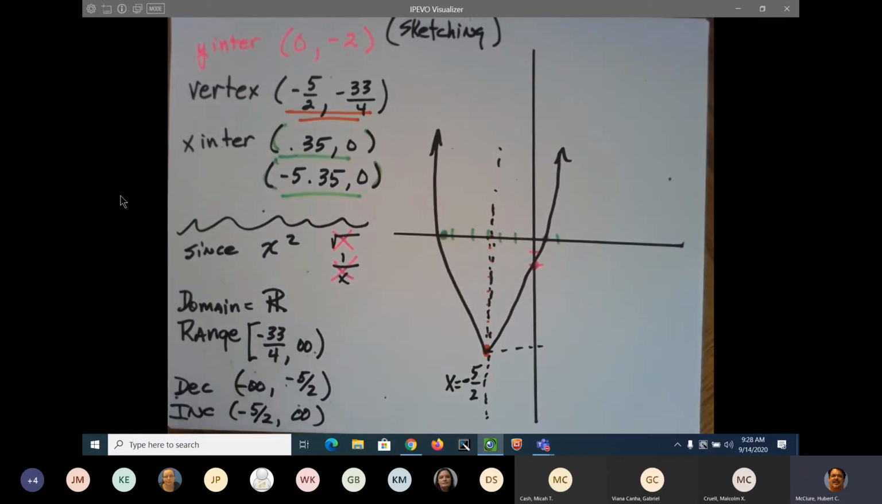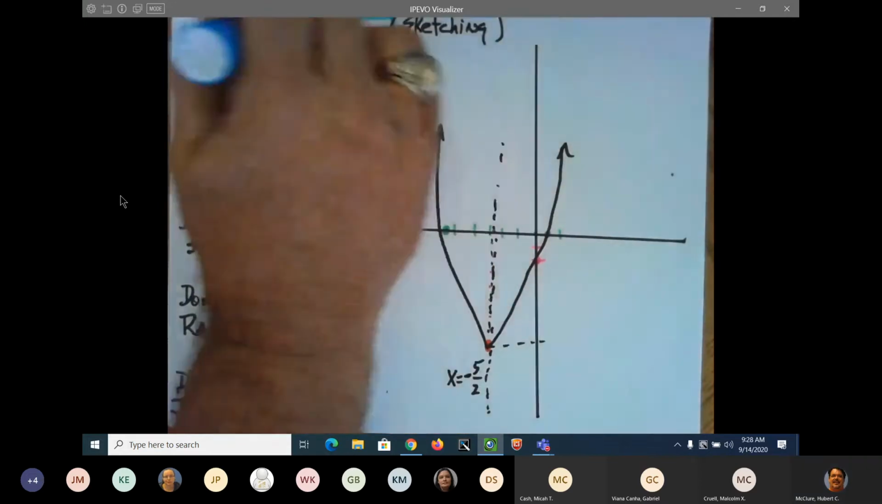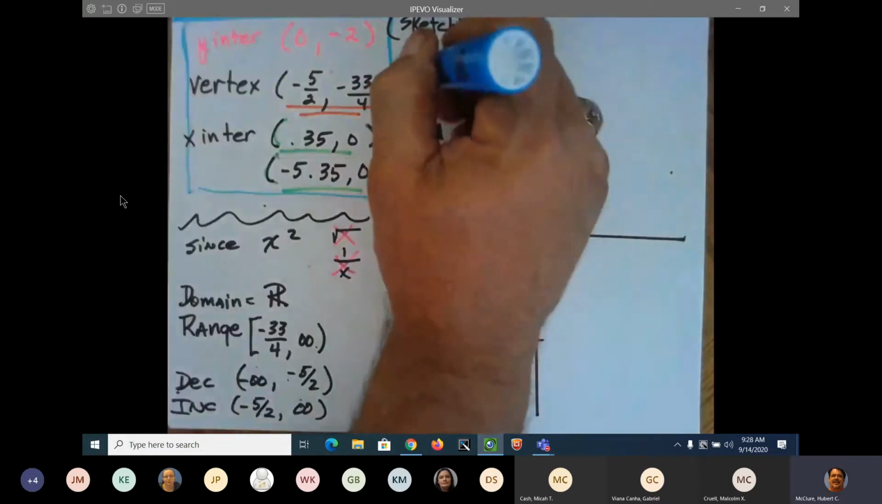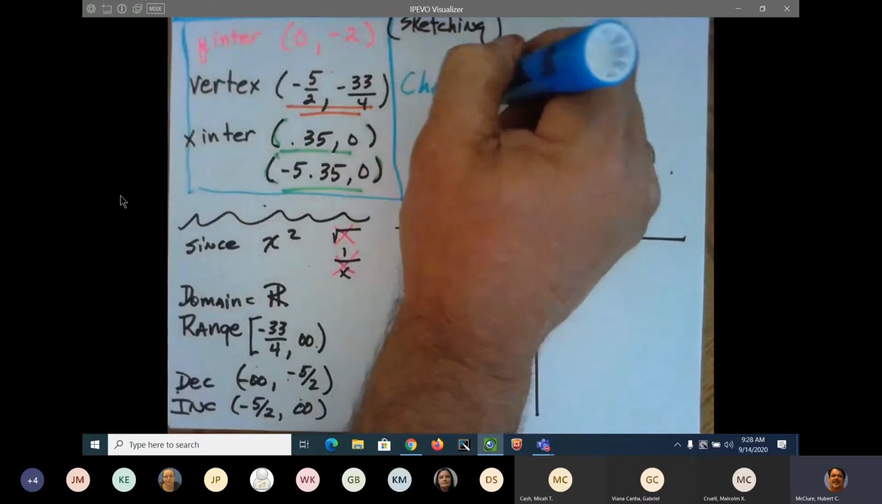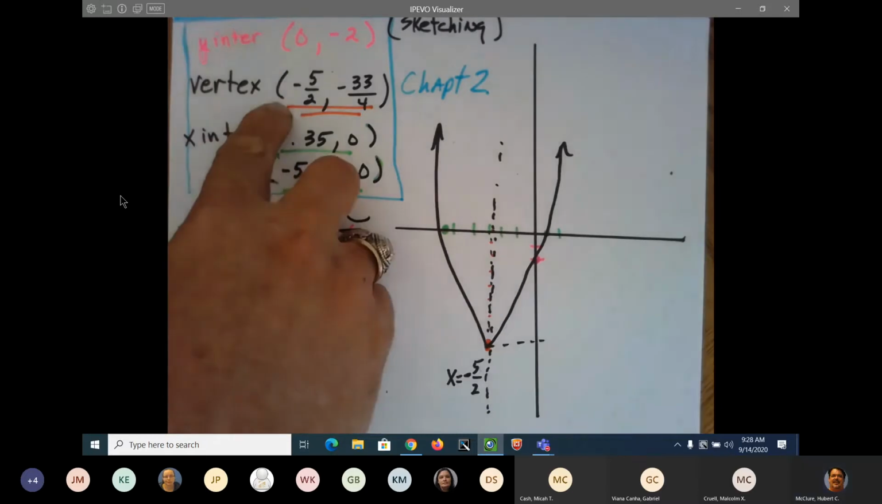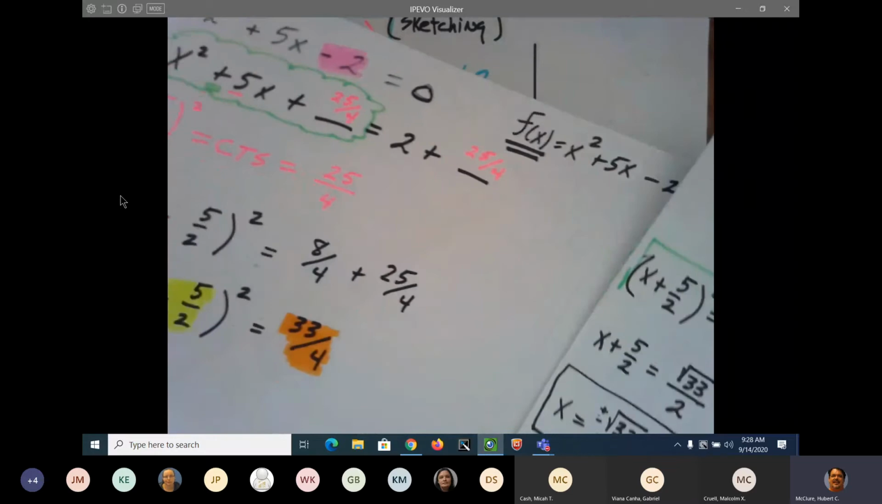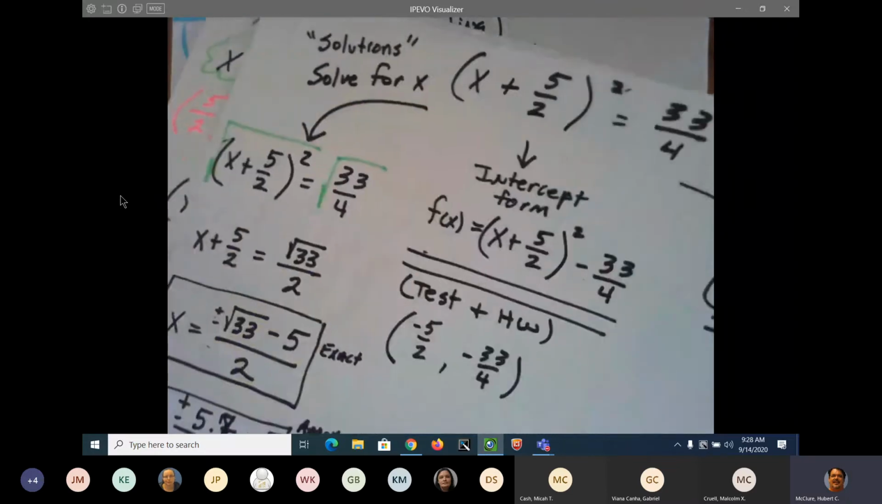Now, all of this, and I'm going to use a blue marker, all of this right here is pretty much in chapter 2. That's all chapter 2 stuff. So that's why I give the chapter 3 test and the chapter 2 test at the same time, because it's overlapping each other. So this is chapter 2. Completing the square is chapter 3. That's chapter 3.